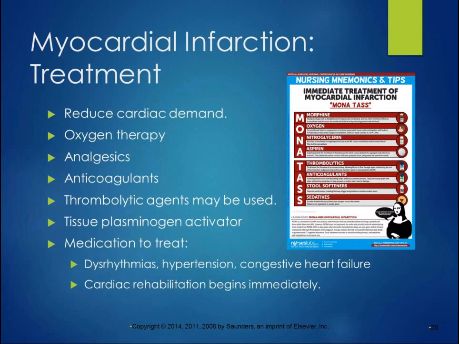So it's treated in the hospital, in the emergency room. They try to reduce cardiac demand. So, they get them to lie down. Oxygen therapy, analgesics for the pain, anticoagulants to reduce the peripheral resistance. Thrombolytic agents may be used to break up clots. Tissue plasminogen activator, again to break up clots. They use medication to treat dysrhythmias, hypertension, congestive heart failure, and cardiac rehabilitation begins immediately.